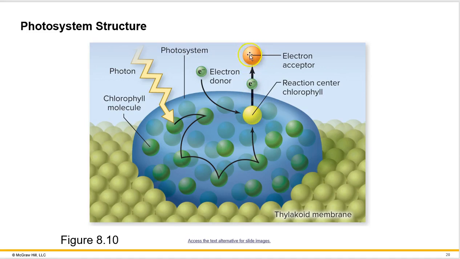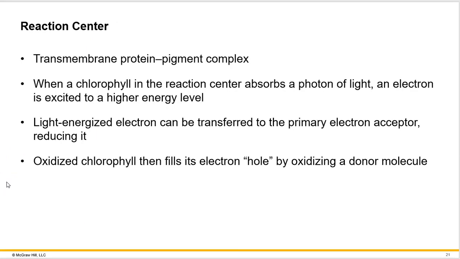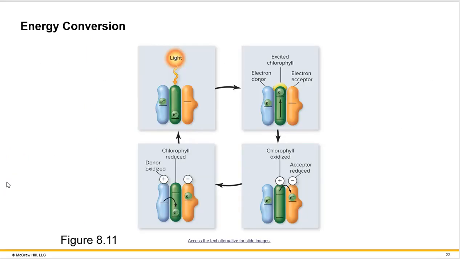And this electron acceptor will then send the electron down an electron transport chain. So this is a little bit about how light is striking the antenna complex. Here's an electron donor. Here's an excited chlorophyll. It passes the electron over into the electron acceptor, and then the electron donor comes back again. The electron donor in this case is water, by the way.